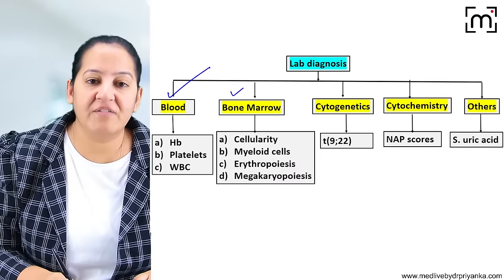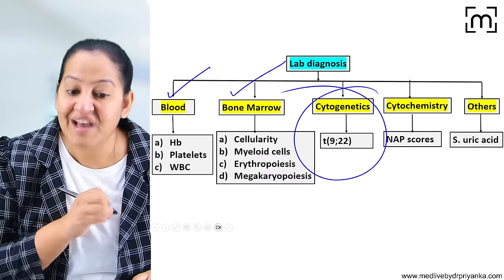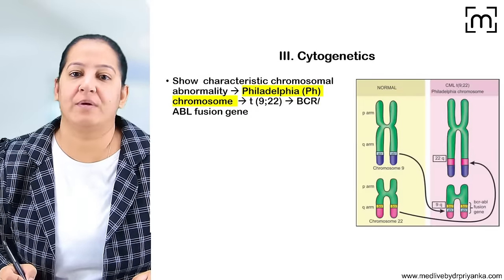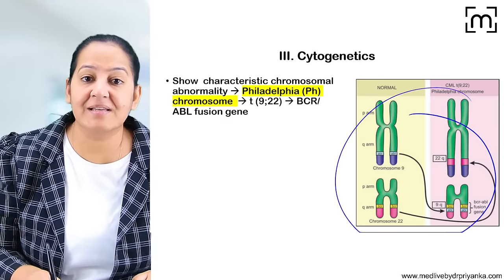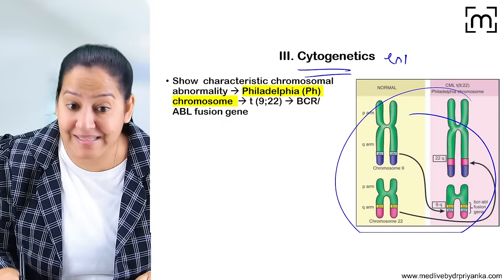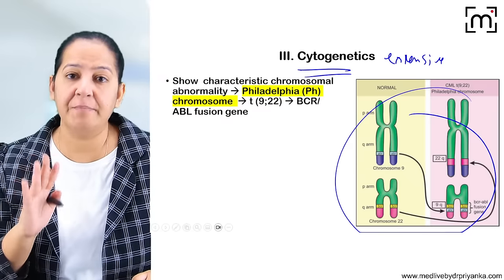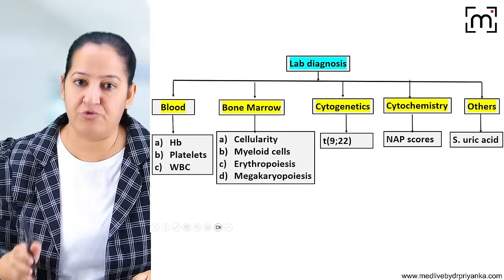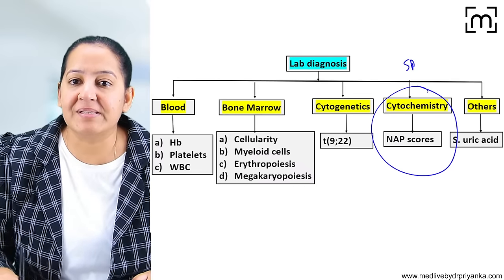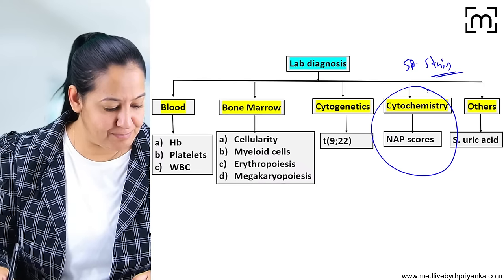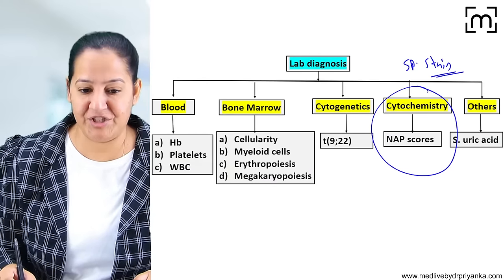So we have seen the blood picture. We have seen the bone marrow picture. Now see the genetics. If you see the genetics, you will typically get 9;22 translocation. This is a confirmatory diagnosis, but it's very expensive. But if it is done, it is confirmatory diagnosis. So we can confirm it via cytogenetics, karyotyping, 9;22 translocation. Cytochemistry is a special stain. It's a type of stain.